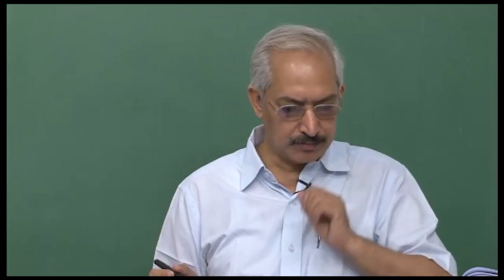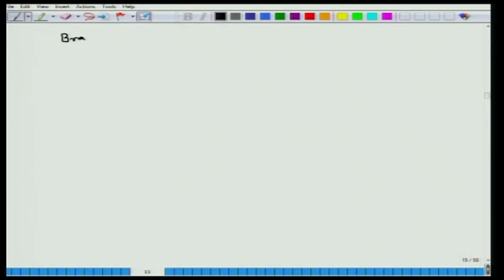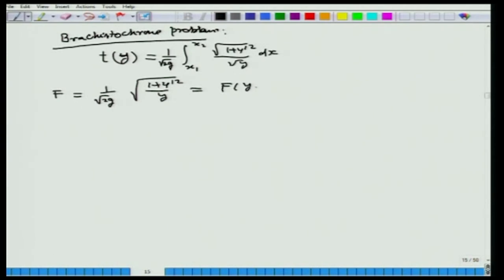Now, we come to the problem of Brachistochrone which was introduced in the first lecture. So, here recall that T of y is the integral from x 1 to x 2 of square root 1 plus y prime square. We had got root 2 g here and then root y, so over root y dx. So, here f is 1 over root 2 g root 1 plus y prime square over y. So, this is again a function of y and y prime.